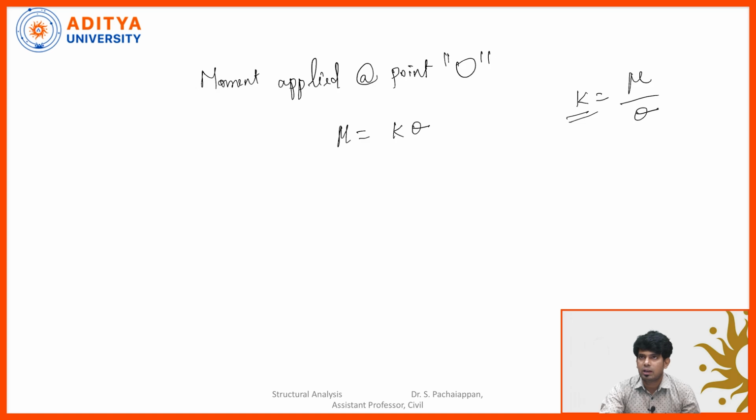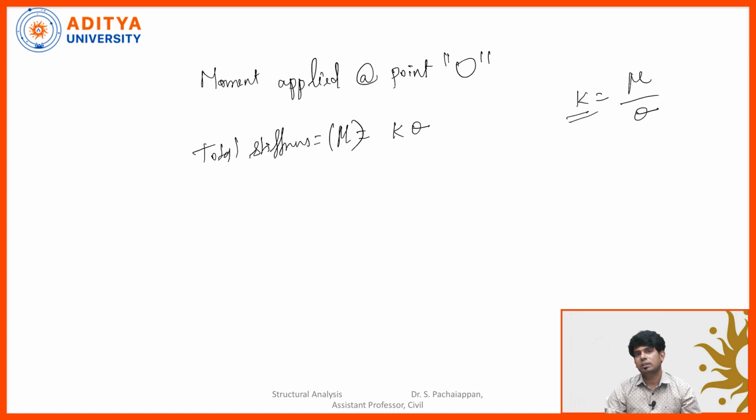Okay, stiffness is equal to moment required to produce unit rotation. So here the moment applied is mu. So mu by theta is equal to K. Okay, so mu is equal to K theta. So this is the total stiffness. Mu is nothing but the total stiffness.